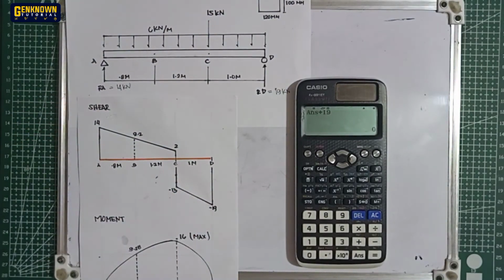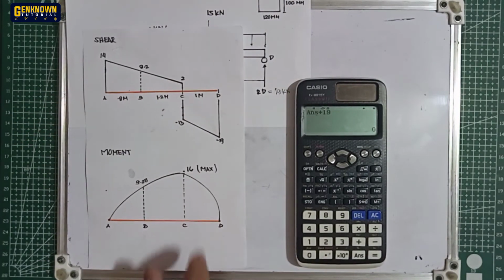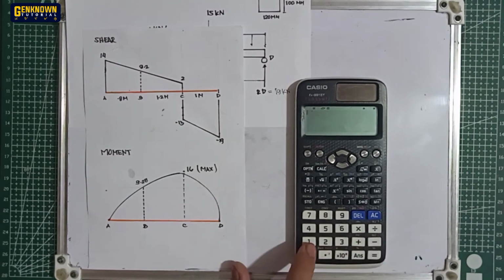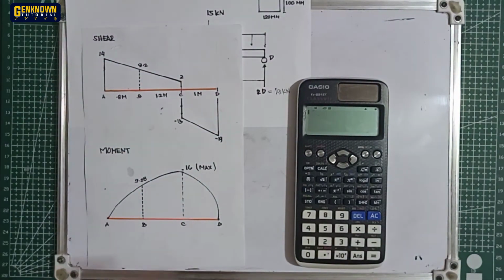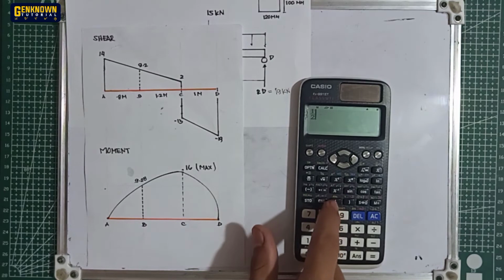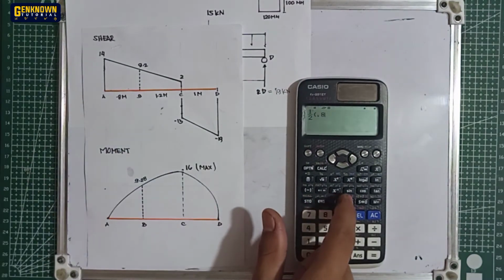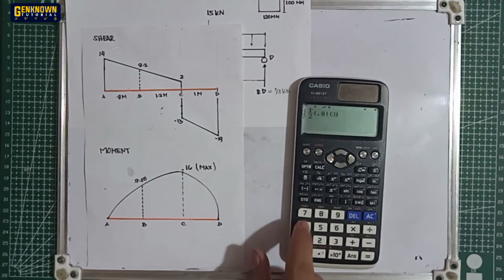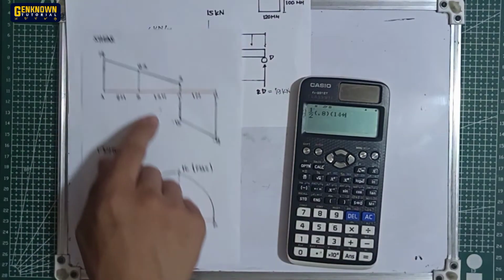Okay, for the moment, gagamit na lang tayo ng area method. From 0, we have trapezoidal. So, 1 over 2 multiplied by 0.8, multiplied by 14 plus we have 9.2.